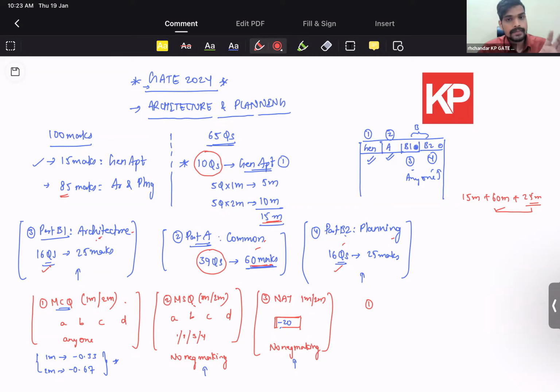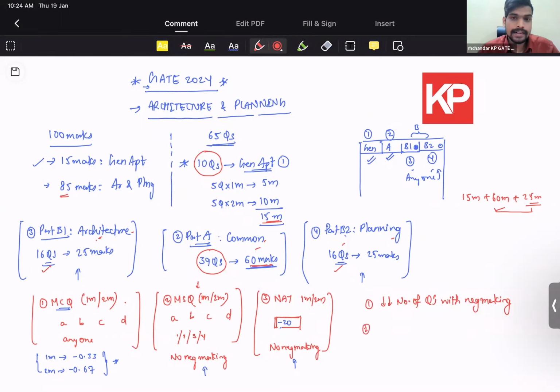The number of questions which had negative marking before 2021, that is before introducing this multiple select type question, was more compared to after changing the pattern. So in recent times, there has been a reduction in the number of questions with negative marking. That is one important trend which can be observed.